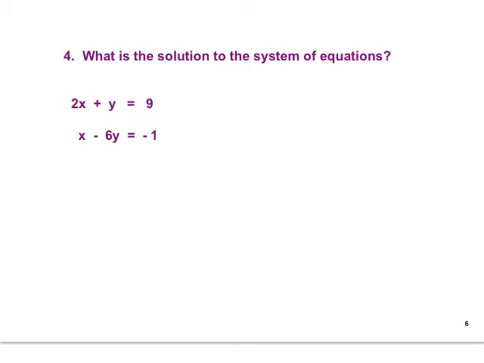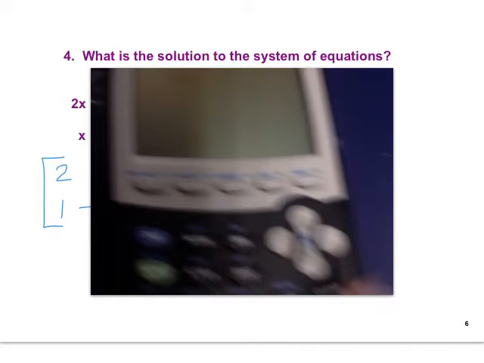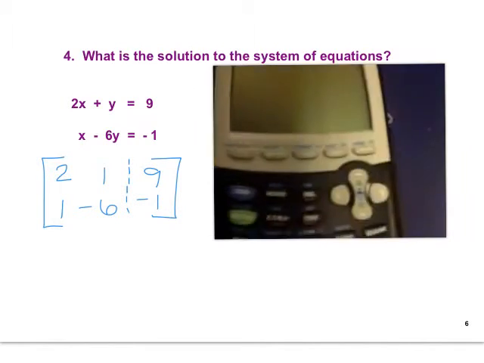If you're in the form x, y equals sign constant, x, y equals sign constant, it's so easy just to set up a coefficient matrix and solve using matrices. So my coefficient matrix is going to be 2, 1, 9 in the first row, 1, negative 6, negative 1 in the second row. I use this dotted line to show where the equal sign is, and I'm going to just put this matrix into the calculator. So here we go doing that.